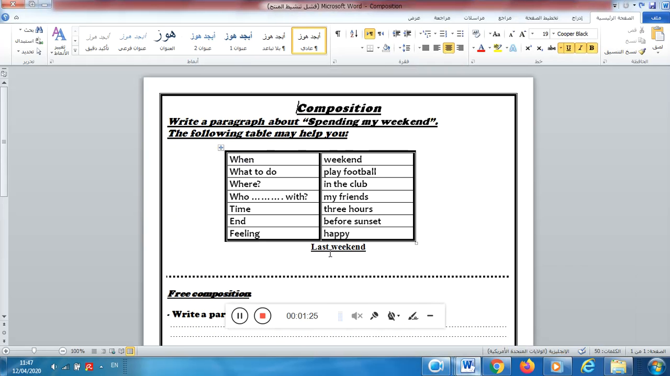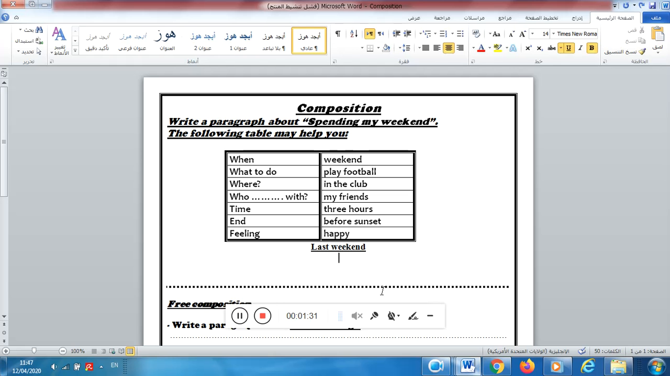You can have a topic like this: last weekend. Alright, and you start writing. Of course, we do not start from the very beginning of line 1. We just leave an indentation space. And what can we write? Can you help me? Are we going to write question words here? No, of course we are not going to write question words. We can start it like this.